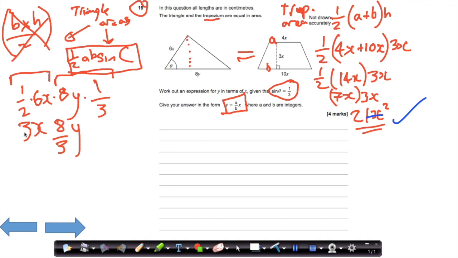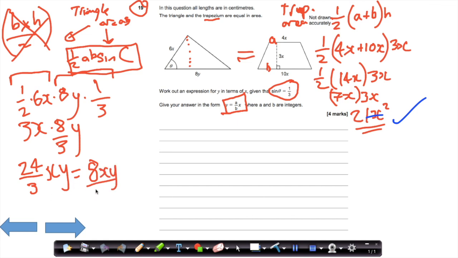So 8 over 3y. So we have 3x multiplied by 8 over 3y. We're multiplying these together, but if you want to deal with the numerators first in the standard way, then maybe we could do 3 times 8, which is 24, all over 3. So 24 over 3, xy. Okay, when you multiply letters, remember you put them next to each other. Well, 24 over 3 can be simplified to make 8. 24 divided by 3 is 8, so it's 8xy.